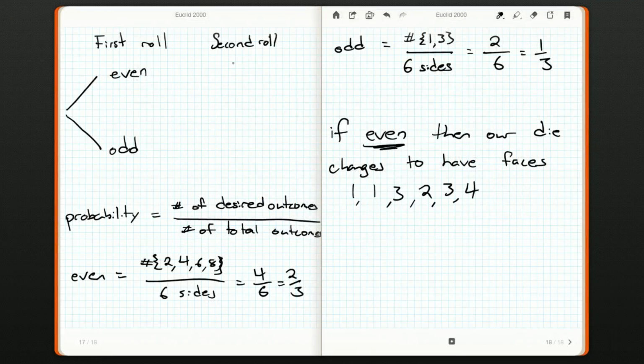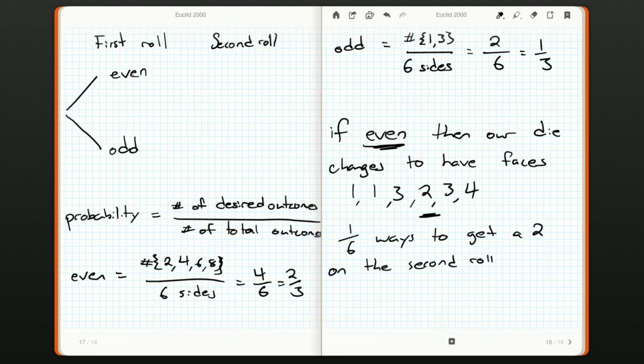And on the second roll, we don't care whether or not it's even or odd. We want to have an outcome of 2. Well, there's 1 out of 6 ways to get a 2 on the second roll, if we know that the first roll is even. Okay, so this happened with probability of 2/3, and then getting a 2 happens with probability 1/6.